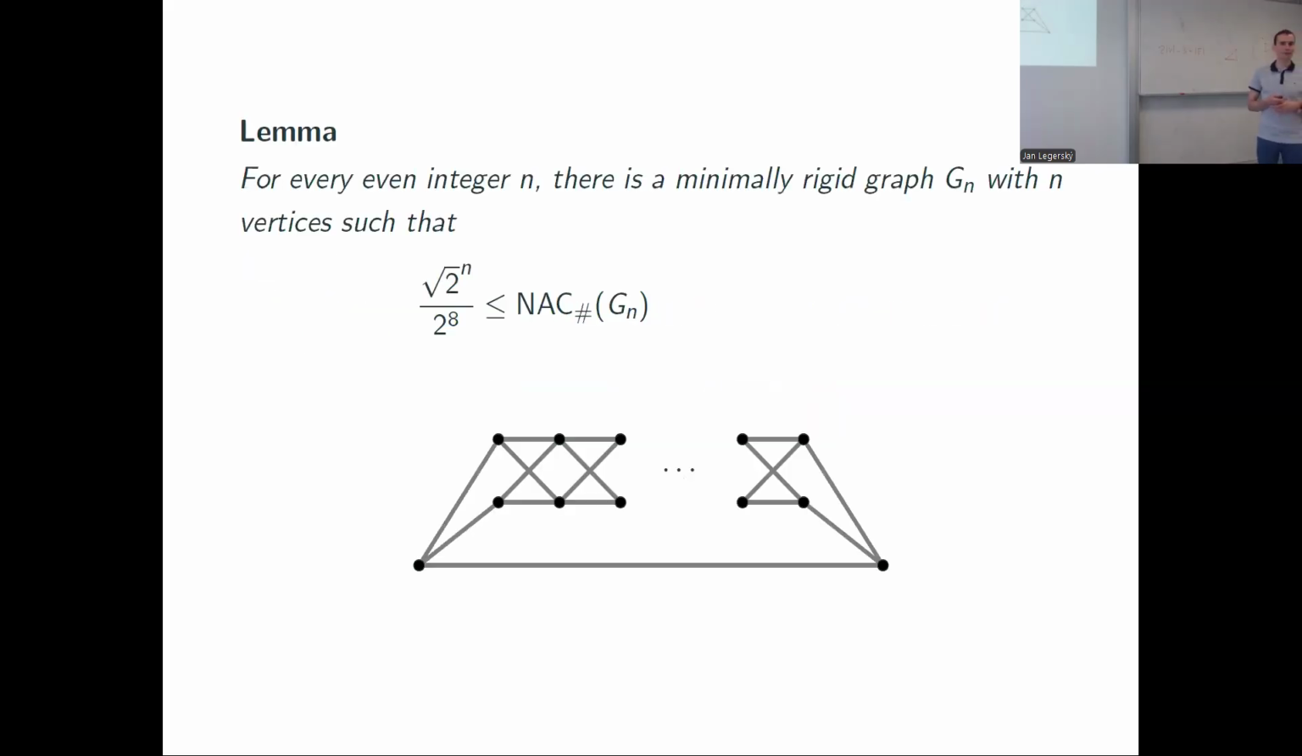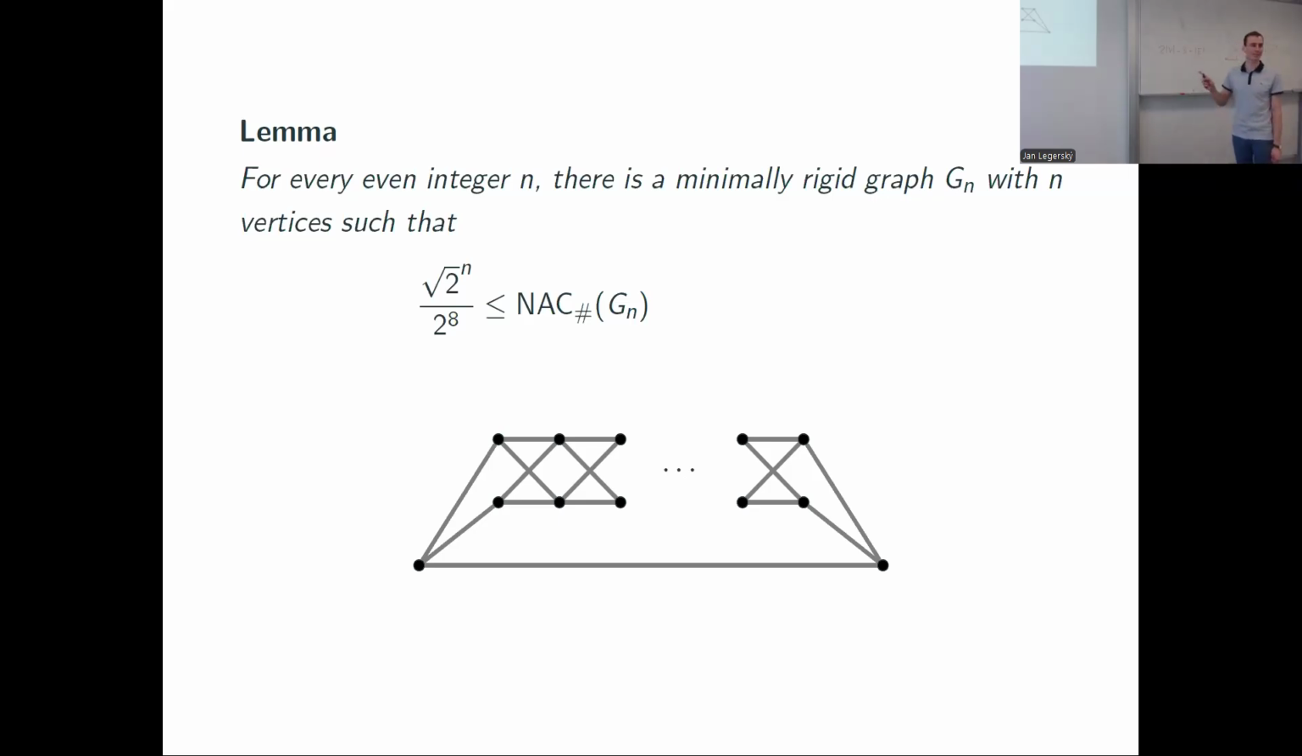For minimally rigid graphs, we tried to construct a class of graphs whose number of NAC-colorings grows as fast as possible. And what we can achieve is taking this graph and continuing the sequence here. We get a graph with an even number of vertices. One could do some small trick to get also the odd numbers, but let's state it just for even integers. So this is a minimally rigid graph for every number of vertices, and the number of NAC-colorings is at least square root of 2 to the power of n.